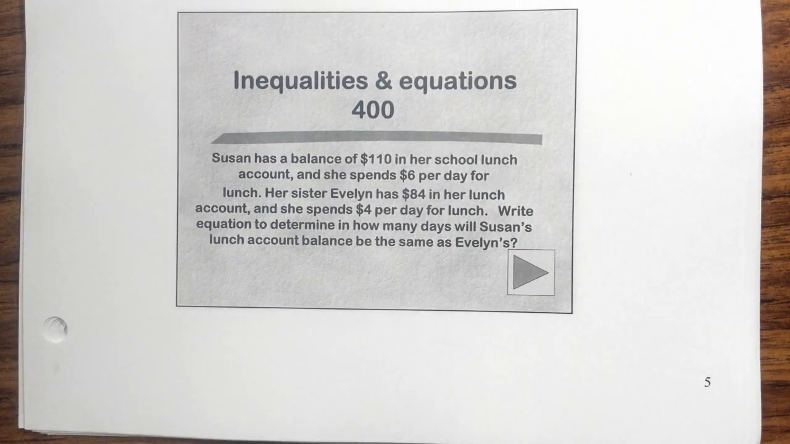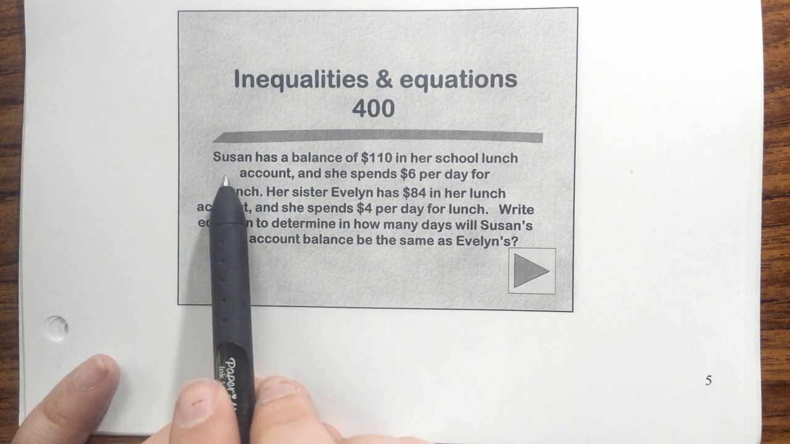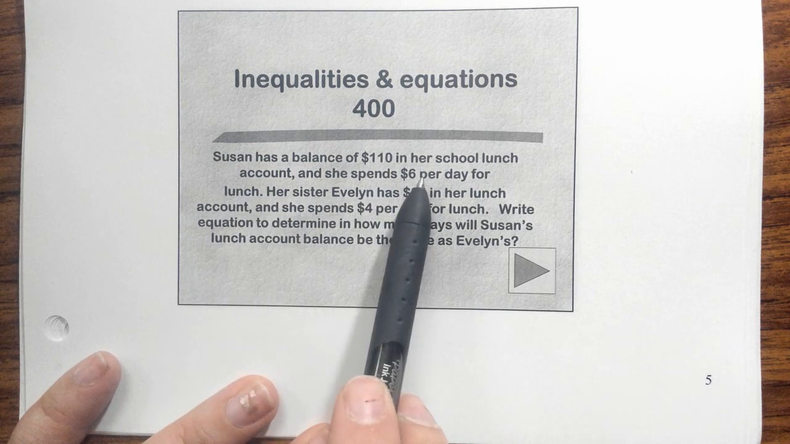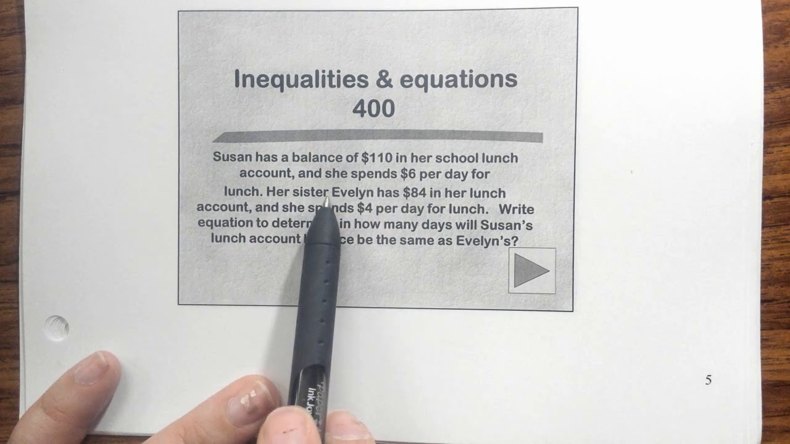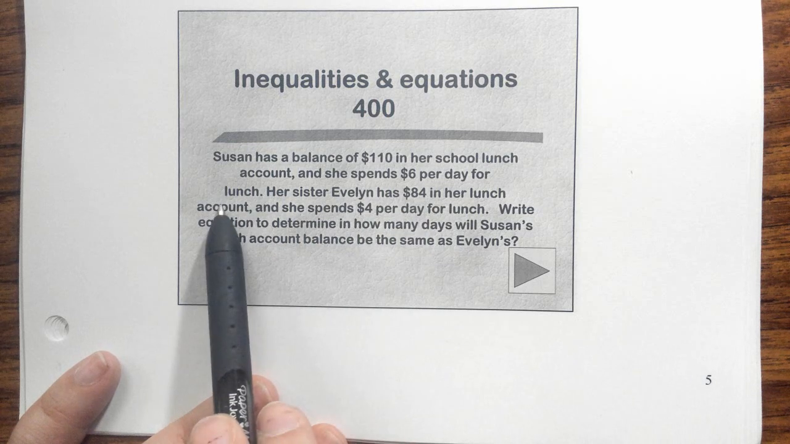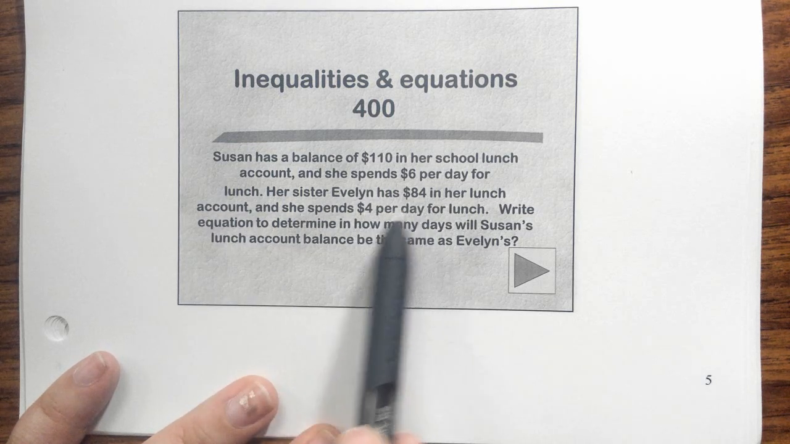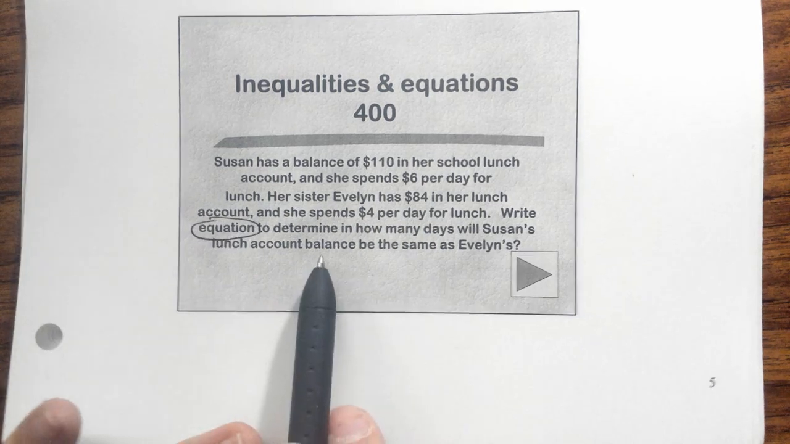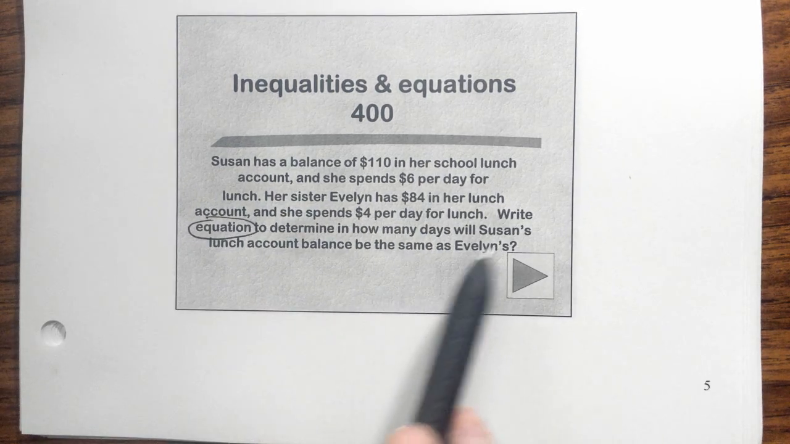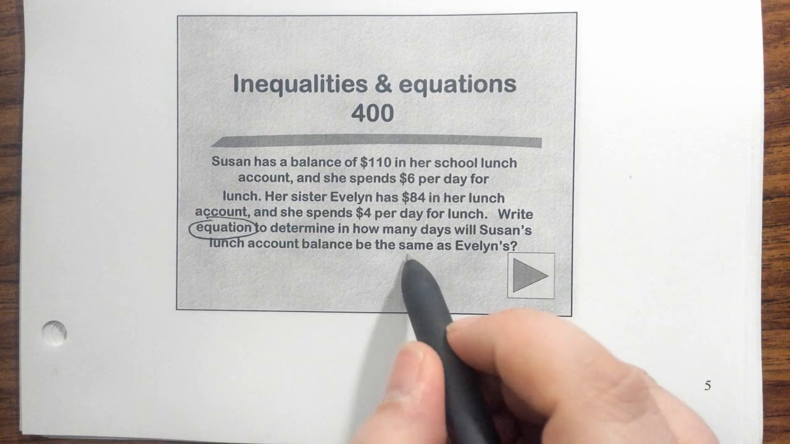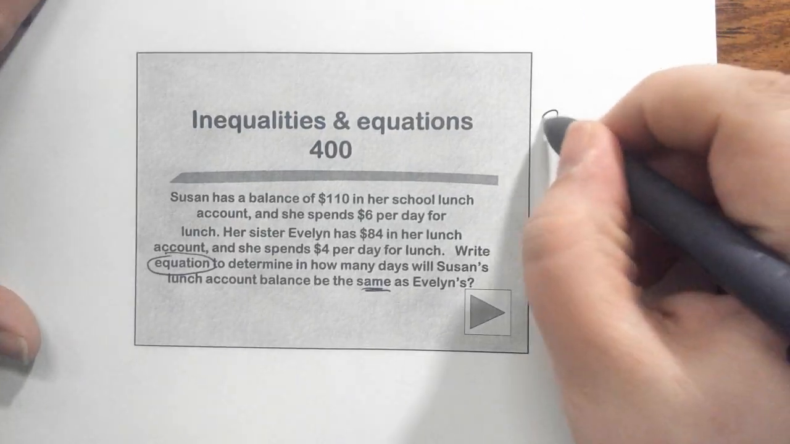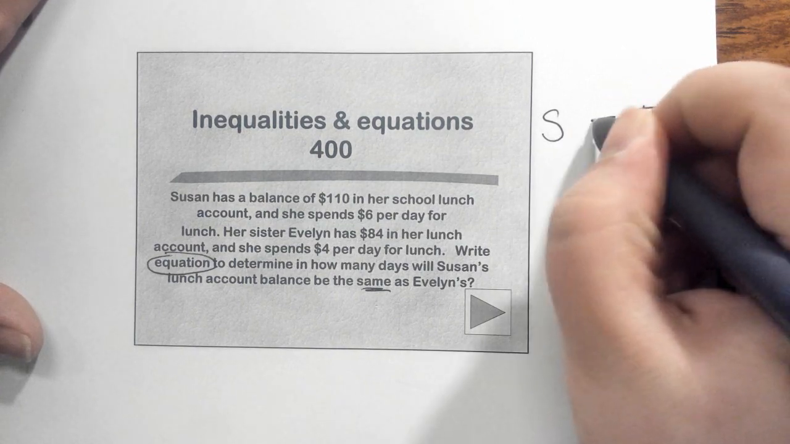Next, we have an equation to write about this lunch account stuff. It says Susan has a balance of $110 in her school lunch account, and she spends $6 per day on her lunch. Her sister Evelyn has $84 in her lunch account, and she spends $4 per day on lunch. We want to write an equation this time to determine in how many days will Susan's lunch balance be the same as Evelyn's. Since this is an equation, I know that the two parts have an equal sign between them.